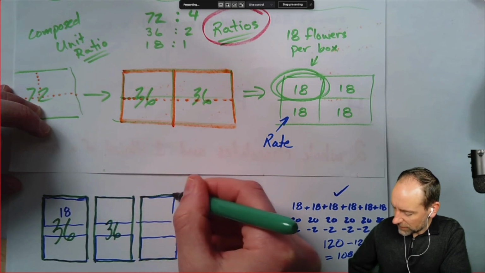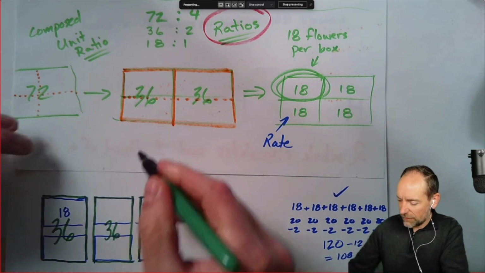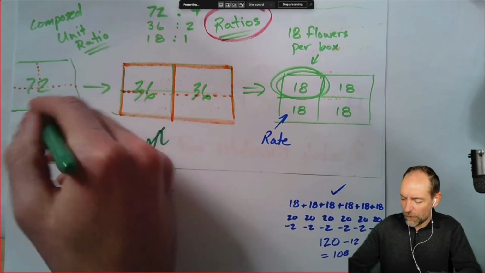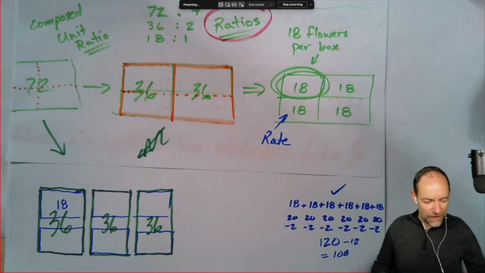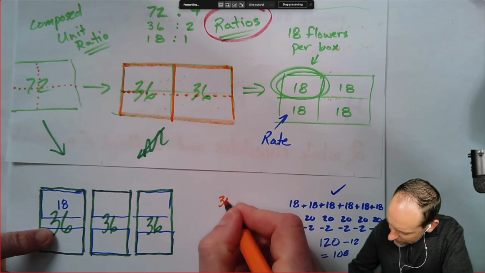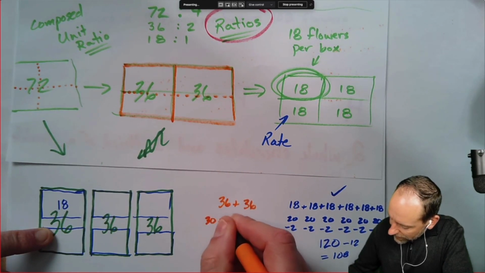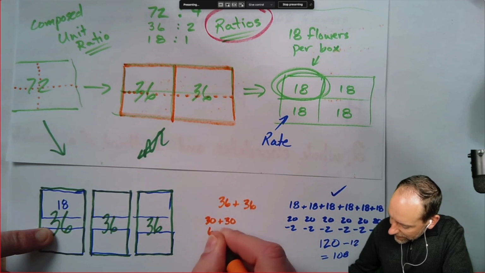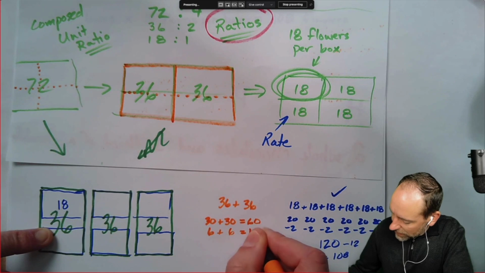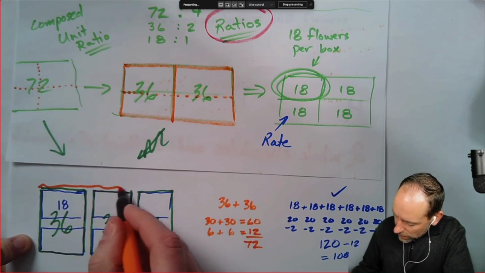And this is 36 flowers. Like all of it. Now, if we think about this for a second, or nope, if I think about this for a second, 4 boxes is 72. And if I think about that and I go 36 plus 36, to me, that's like 30 plus 30 and 6 plus 6. So I've got 60 and 12 or 72. Look at that. That 72 also works.